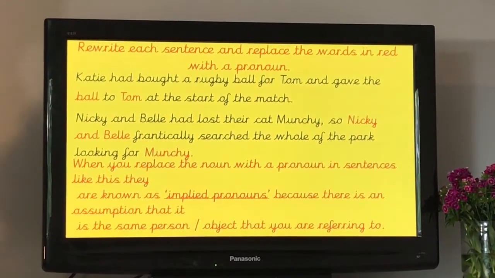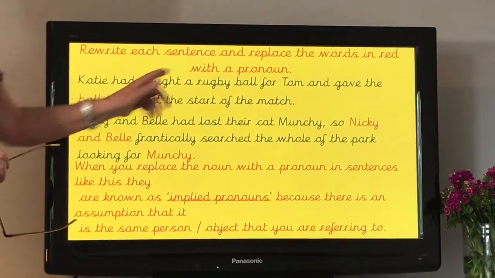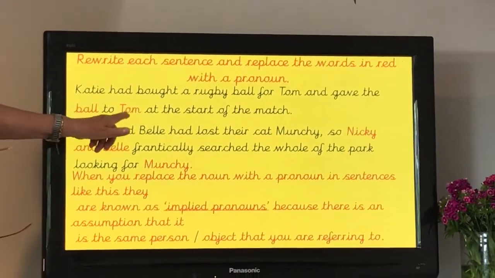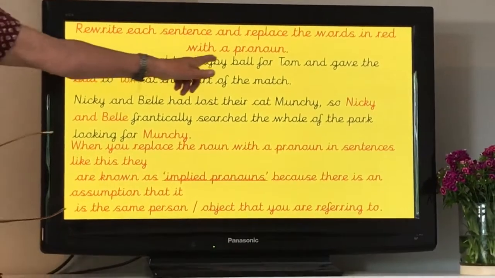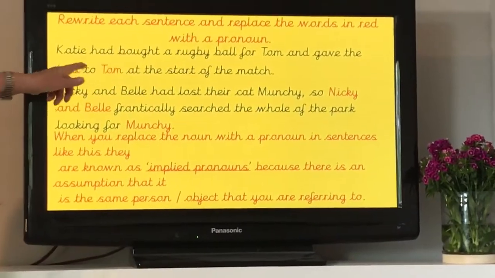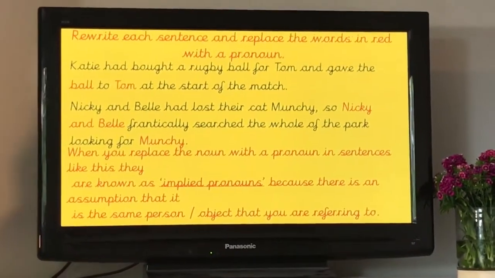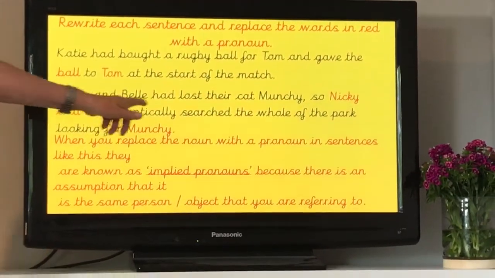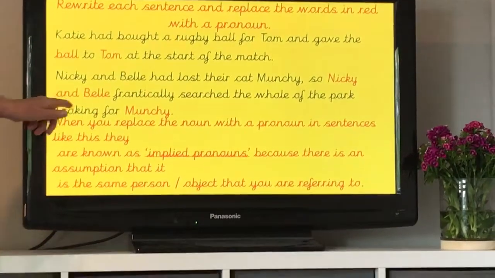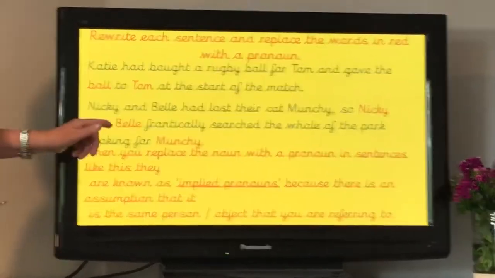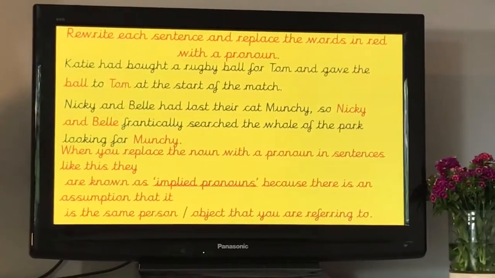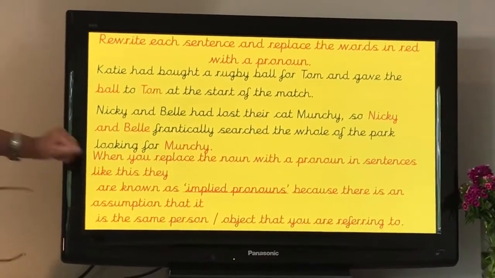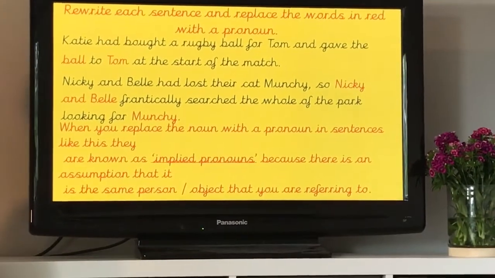Well done and welcome back. So Tom and gave it to him. So Katie had brought a rugby ball for Tom and gave it to him at the start of the match. Nicky and Belle had lost their cat Munchie, so they frantically searched the whole of the park looking for her, or it, you could have had, depends if Munchie is a girl, boy, or you just want to call it it. So well done if you've got those. Good.